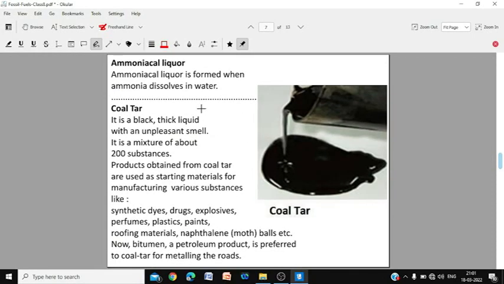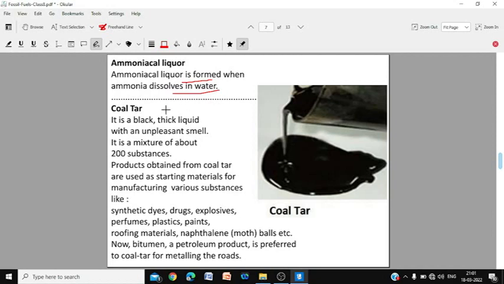The liquid part: first the lighter liquid, ammoniacal liquor, and then the heavier liquid, coal tar. Ammoniacal liquor is just ammonia gas dissolved in water. Ammonia gas, NH3, when dissolved in water, gives NH4OH, the common ammonia water, which sometimes we use as window cleaner. So ammoniacal liquor is nothing but ammonia dissolved in water, or ammonium hydroxide.